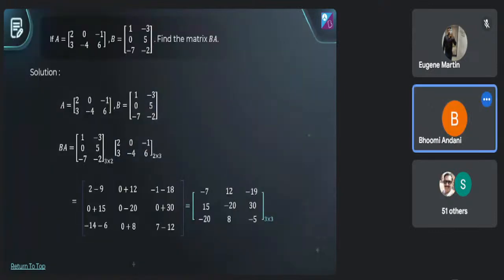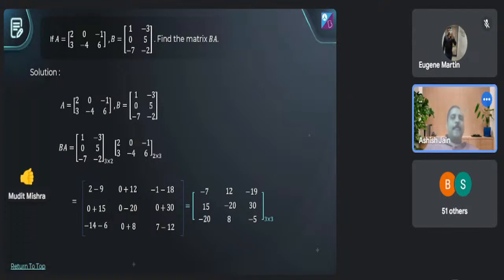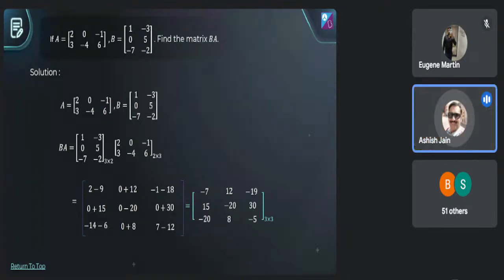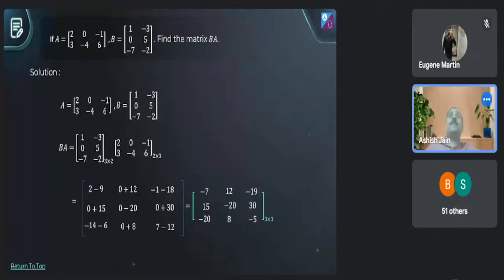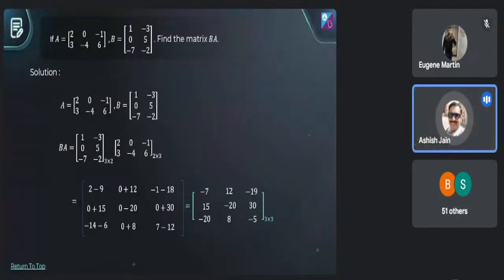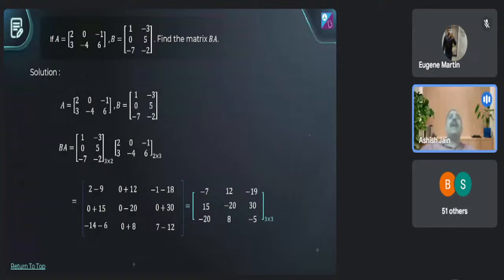Yes, sir. Okay. अब देखो यहाँ पे question क्या दिया हुआ है. I have a value of A as 2, 0, minus 1, 3, minus 4, 6. I have a matrix capital B as 1, minus 5, minus 7, minus 2. आपसे बोलते हैं find the matrix BA. Matrix BA कब मिलेगा? When you multiply the value of elements of B with the value of elements of A. पहले matrix B, then matrix A. So I have to change the order here.